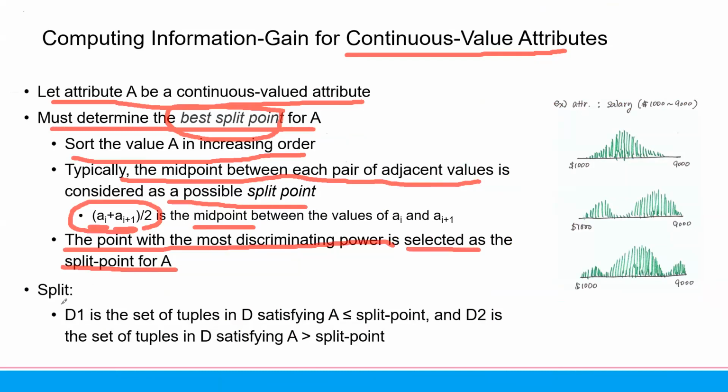Okay, the Gini index is just splitting into 2, which is D1 and D2. We know that D1 and D2, we have only 2. So we can say that D1 is the attribute which is less than or equal to the split point, and D2 is the attribute which is higher than the split point.